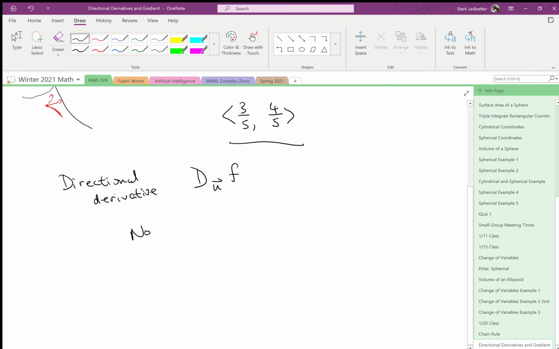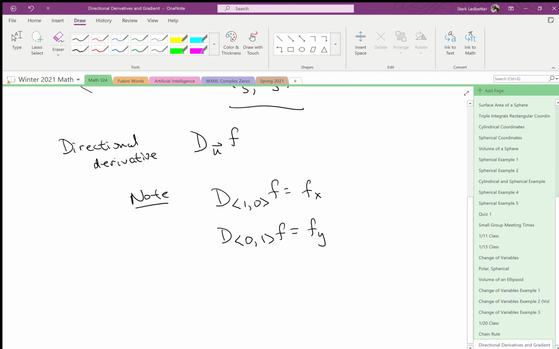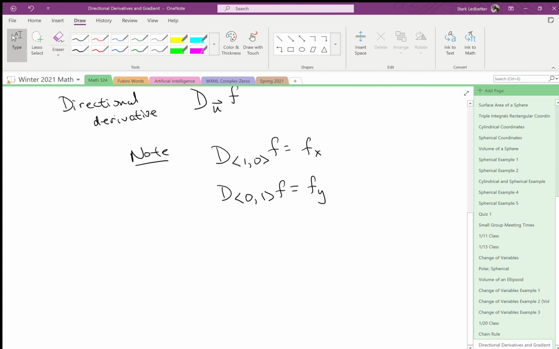Okay, and so one thing to note is that the directional derivative in the direction 1, 0 of f is just going to be the partial derivative of f with respect to x, and the directional derivative in the direction 0, 1 of f will be the partial derivative of f with respect to y.